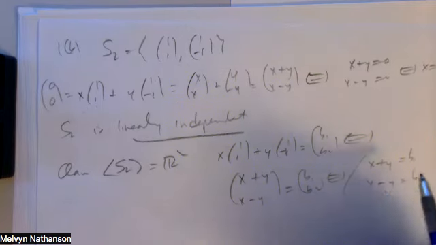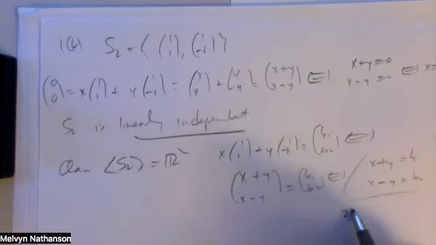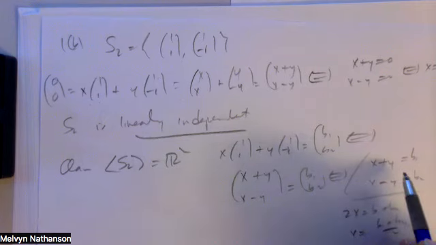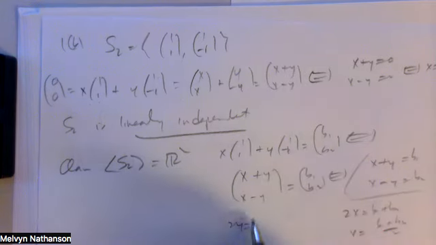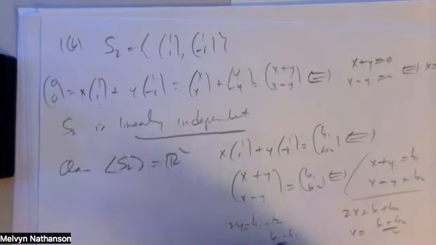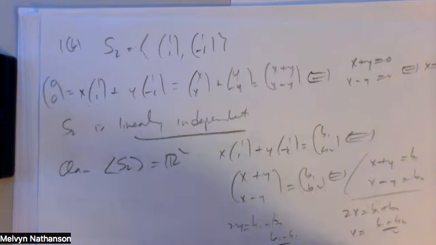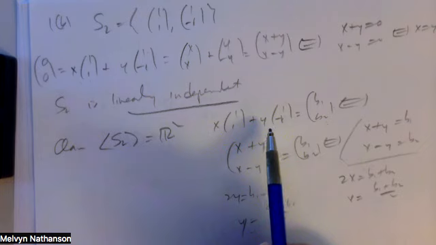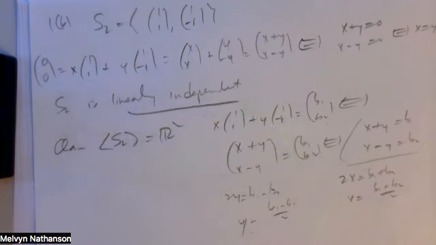And of course, it's easy to solve these equations. Again, if you add, you get 2x is b1 plus b2, so x is (b1 + b2)/2. If you subtract, you get 2y is b1 minus b2, so y is (b1 - b2)/2. So for these values of x and y, you represent this vector as a linear combination of (1, 1) and (1, -1). So this set S2 is also a basis for R2.